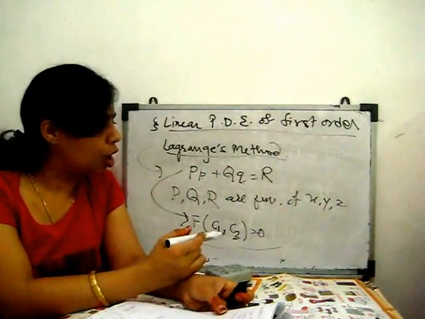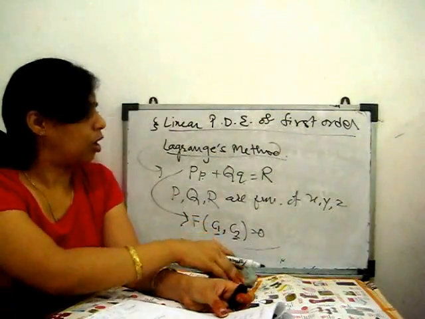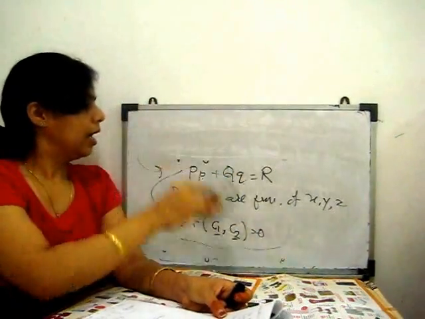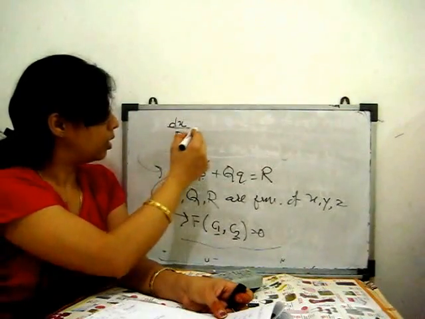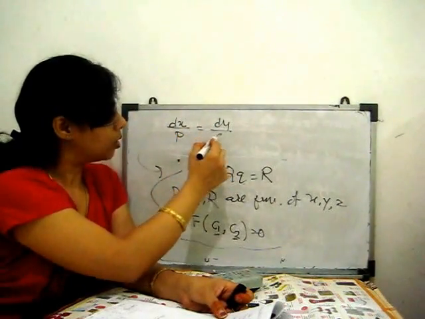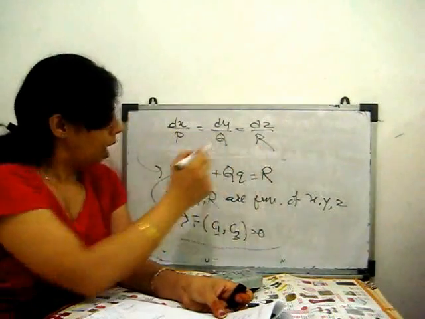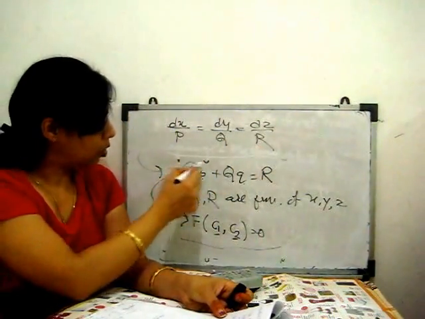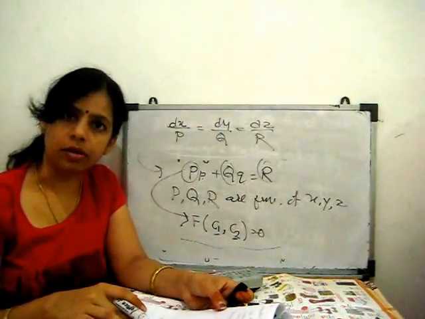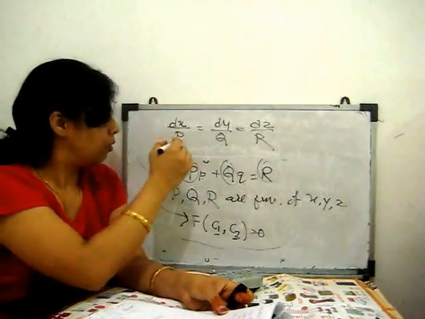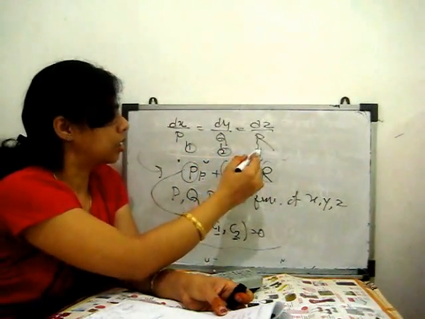So how we solve these equations with Lagrange's method? What is this Lagrange's method? Lagrange's method is, we can say dx upon P, dy upon Q and dz upon R. After that we have to find out our P, Q and R. We substitute in this equation. After substituting, what is this? Is first relation, this is second relation and this is third relation.